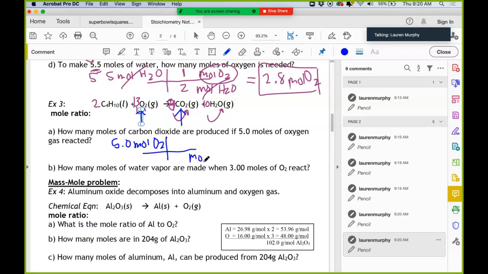So the thing we don't want goes on the bottom. And so we're jumping from oxygen gas to carbon dioxide. This is a 13 to 8 ratio. So this is not a very nice ratio. So 5 times 8 divided by 13 is how you do that. This is a 2-digit number, so our answer needs to be 2 digits.